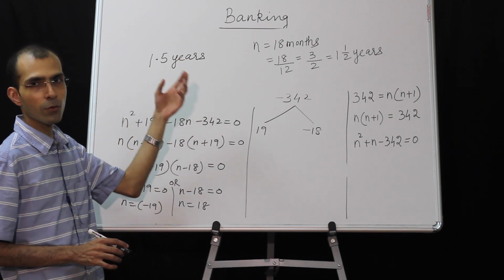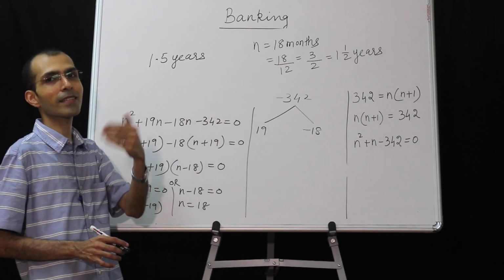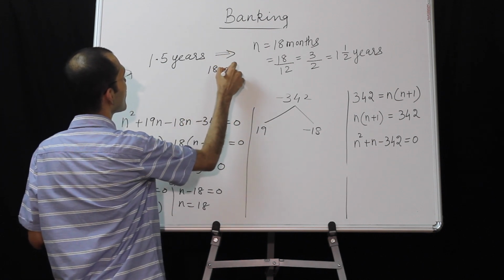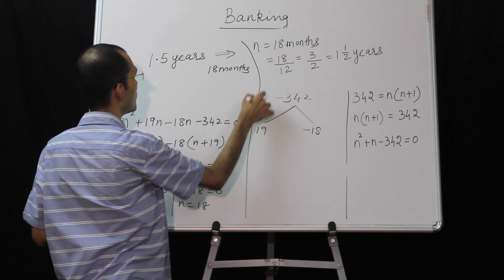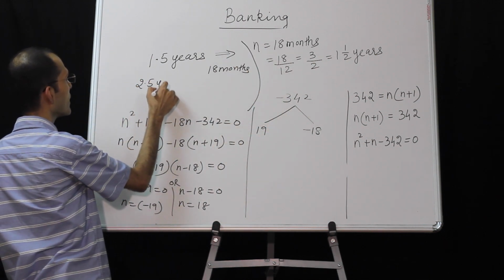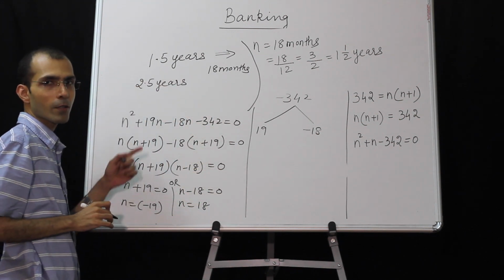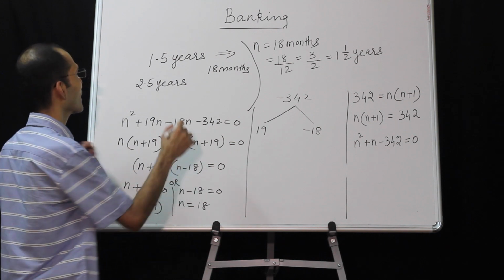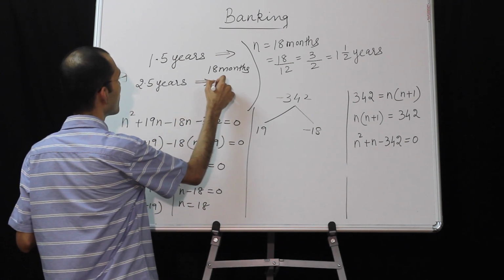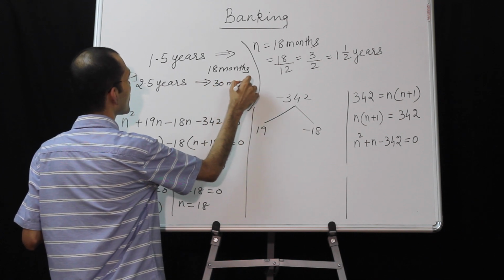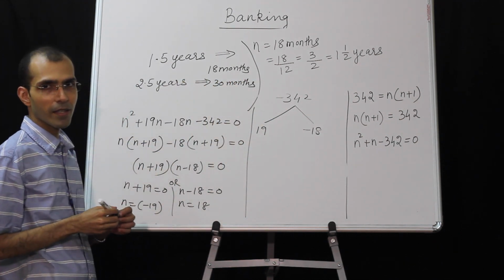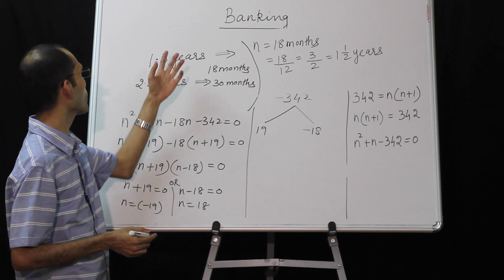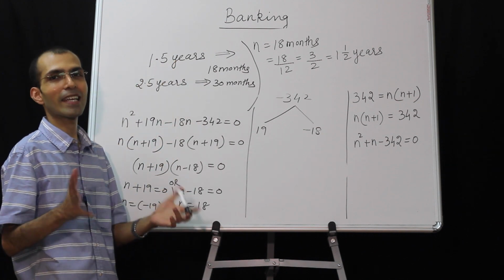1 year will be 12 months. 0.5 years will be 6 months. So it will be 12 plus 6. So 1.5 years implies 18 months. And 2.5 years would imply how many months? 2 years, so 24 months. 0.5 year will be 6 months. So 2.5 years would imply 30 months. So in case you come across 2.5 years in any particular sum, remember that n in that case would be 30. And if it is 1.5 years, then n would be 18. Done.